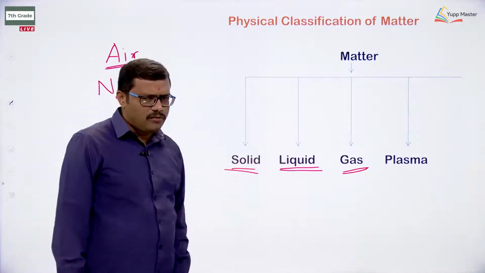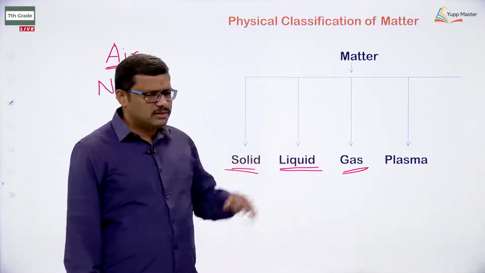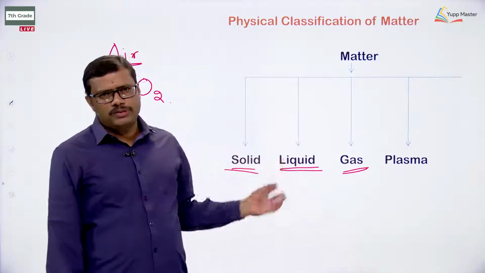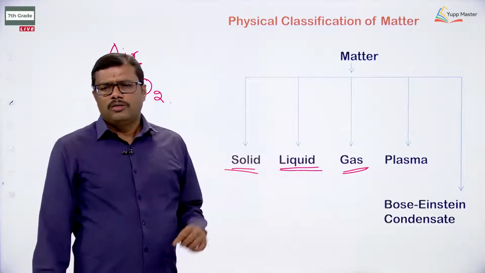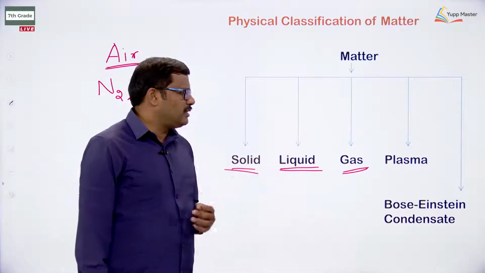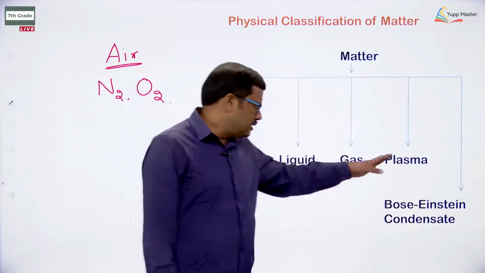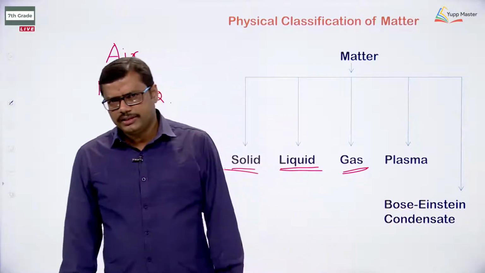One is plasma. Of course, what is plasma? We are going to discuss all these forms of matter and their compositions in our discussion. So, plasma, and then we have a Bose-Einstein condensate. Of course, these are recently added matter classifications.